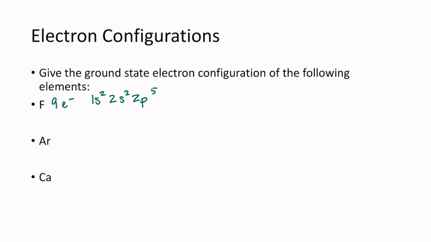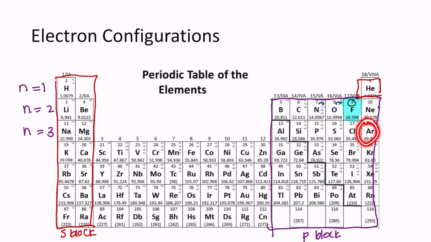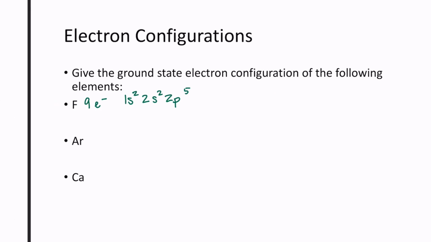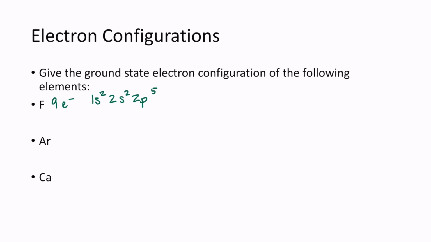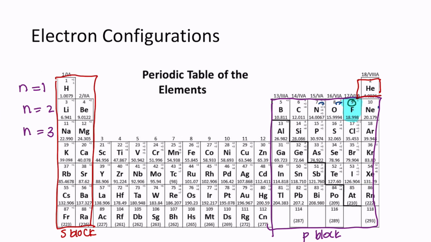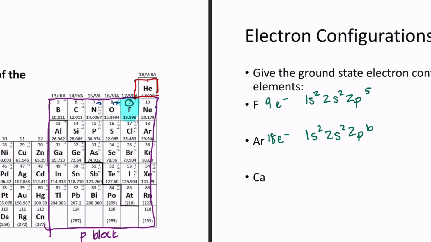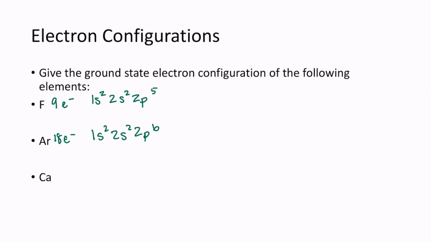Now, argon is in period 3, and it is the last atom in the p block. So I'm going to fill all the way through the p block. And I noticed that argon has 18 electrons. So I'm going to start at 1s2, 2s2, 2p6. Notice that only has 10 electrons, so I've only gone to neon that has 10 electrons. So now I'm going to go to my third energy level, and I'm going to do the exact same thing.